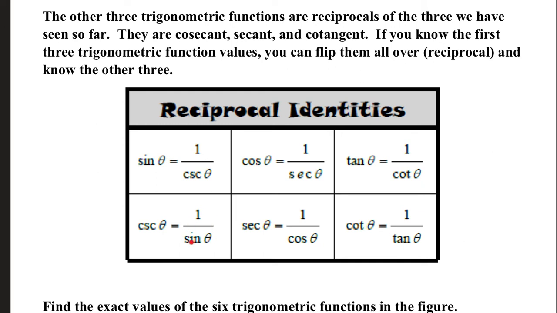Cosecant is 1 over sine, so if you know sine, flip it over, that's cosecant. Secant is 1 over cosine. If you know cosine, flip it upside down, and that's secant. And the same thing for cotangent. If you know tangent, flip it, and you've got cotangent.